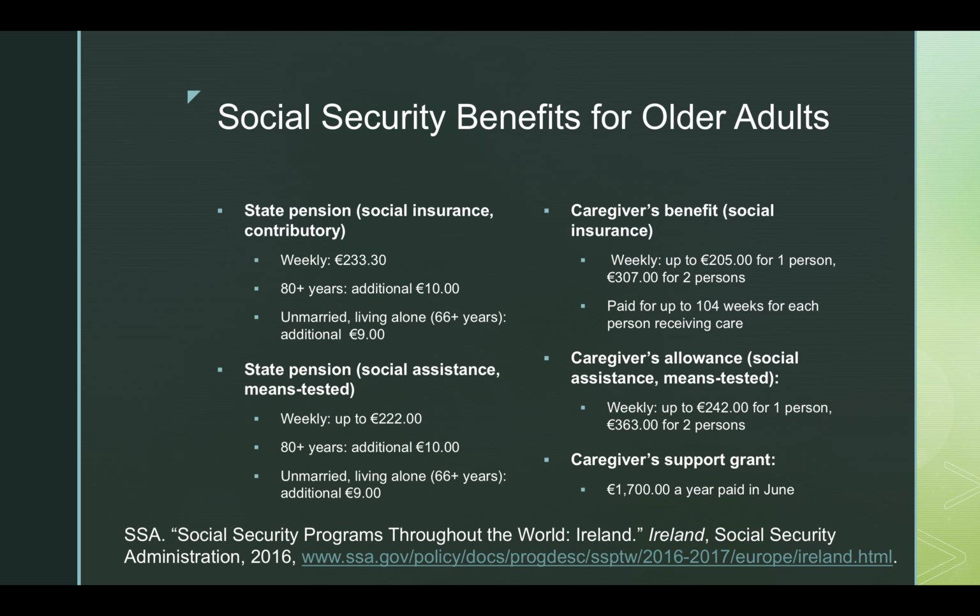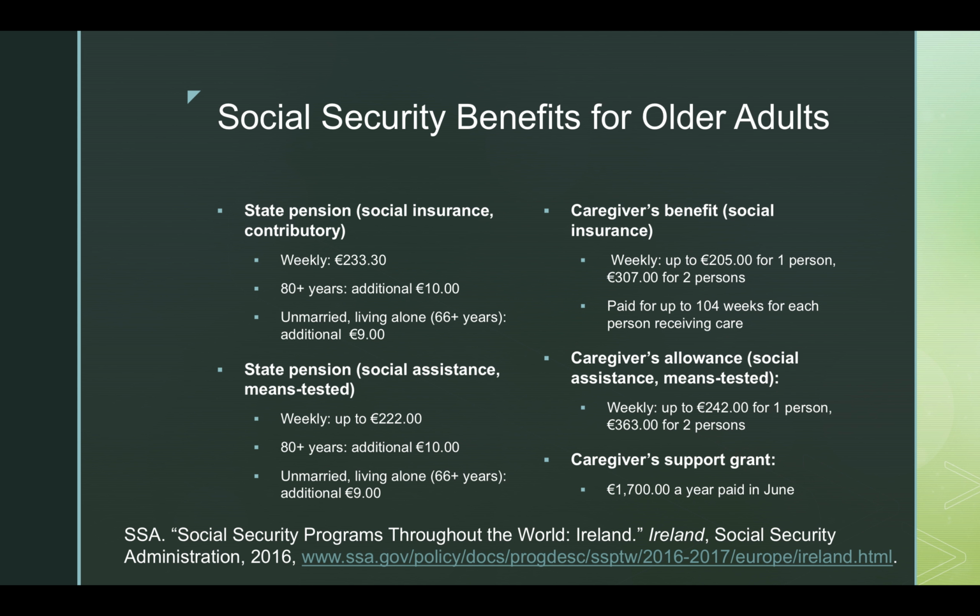Another state pension is a social assistance, non-contributory and means-tested program. Up to €222 a week is paid. An additional €10 a week is paid if age 80 or older, and an additional €9 a week is paid if age 66 or older, unmarried, and living alone.